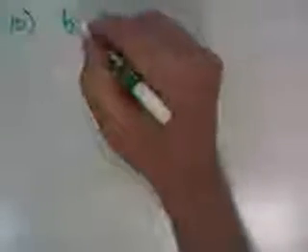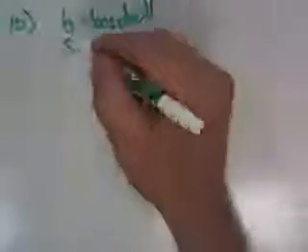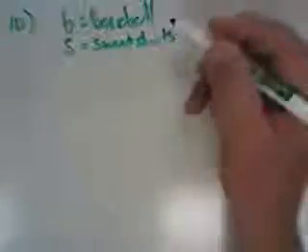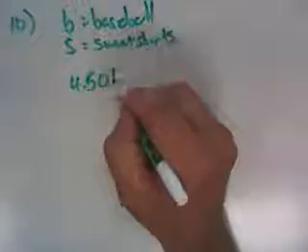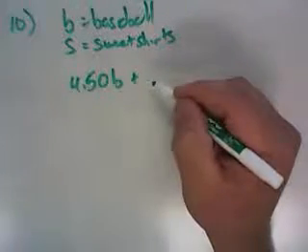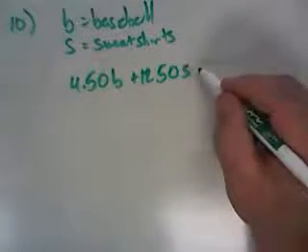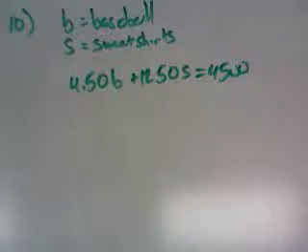So let's select the baseball caps will be B. That's the baseball caps. And then the sweatshirts, I'll let S equal the sweatshirts. And the baseball caps are $4.50 each. So $4.50 for each baseball cap, plus $12.50 for each sweatshirt. And we want that to add up to a total of $4,500. That's what the equation would look like in standard form.